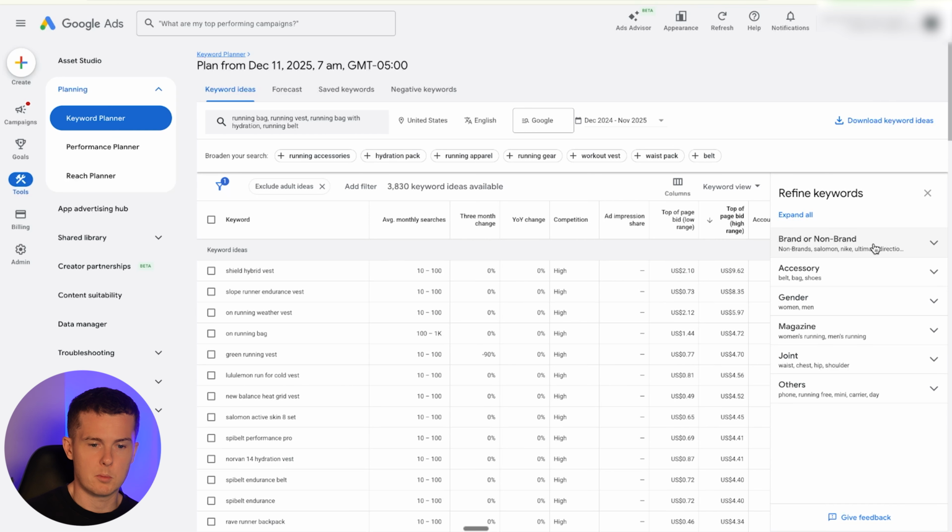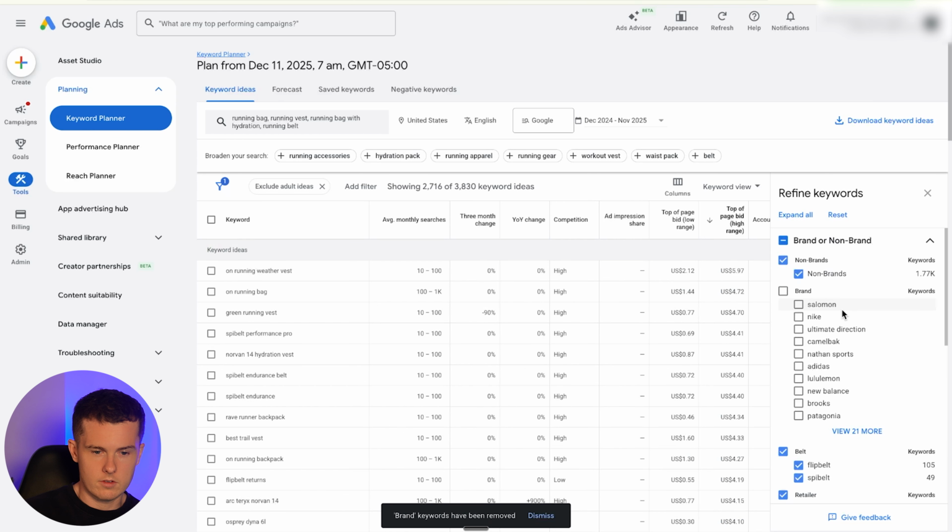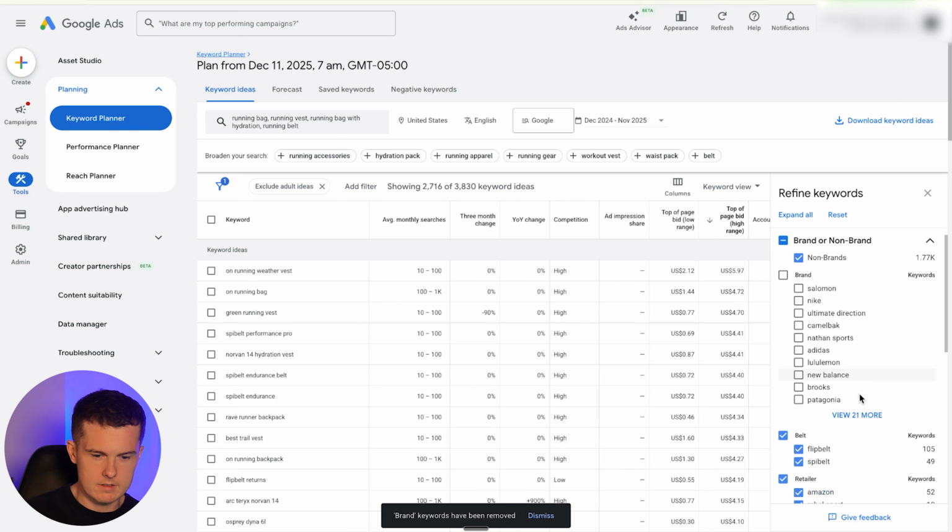The first is going to be brand or non-brand. For the campaign I'm looking to create here, I'm creating terms around my core products. So running bag, running vest, running belt. This is not a campaign where I want to target my own brand name. It's not a branded campaign, but it's also not a campaign where I'm looking to target competitors. It's not a dedicated competitor campaign. So what I can do here is exclude all brands. So Salomon, Nike, Camelback, Nathan Sports, Adidas, Lululemon, etc.